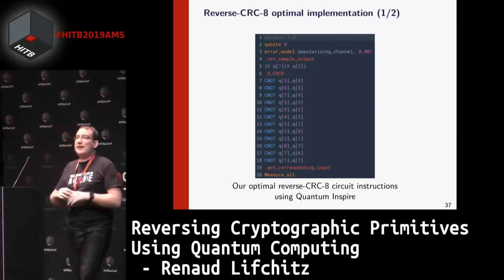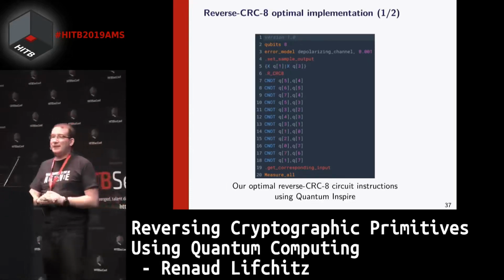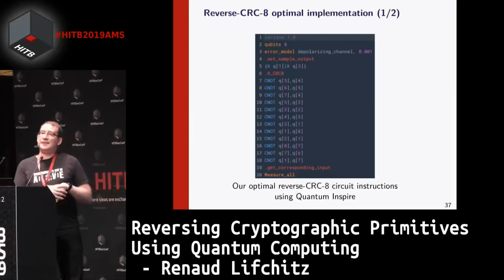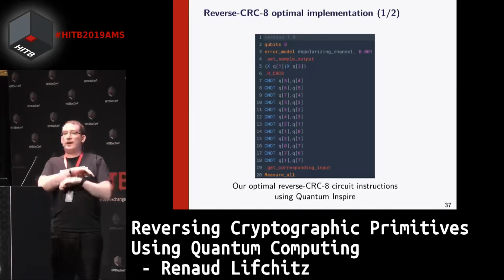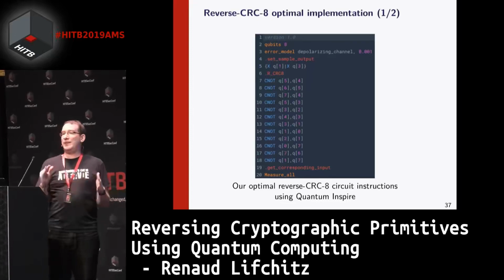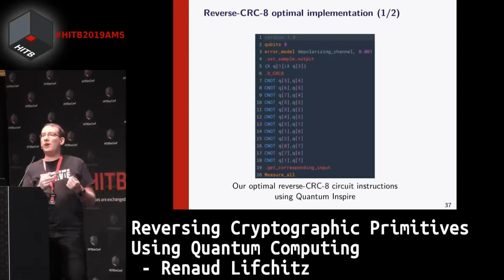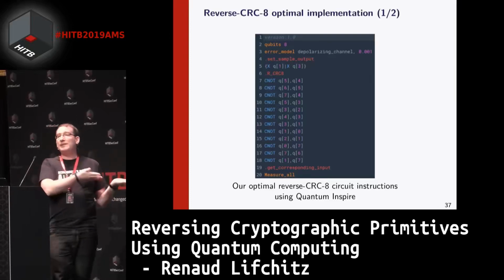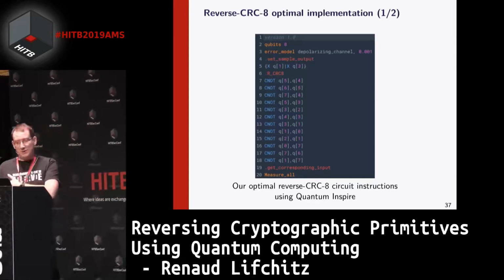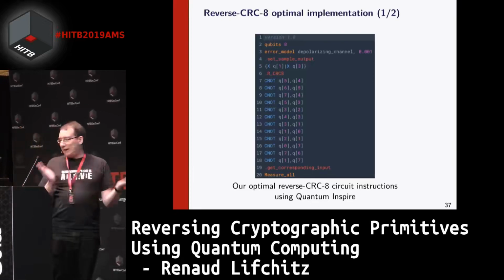You cannot have fewer instructions to do the same thing. It's completely optimal. And it's also optimal because it uses no temporary qubits, no ancilla qubits. So you only use 8 qubits to do computation on an input of 8 qubits and have results over 8 qubits. It's completely optimal.